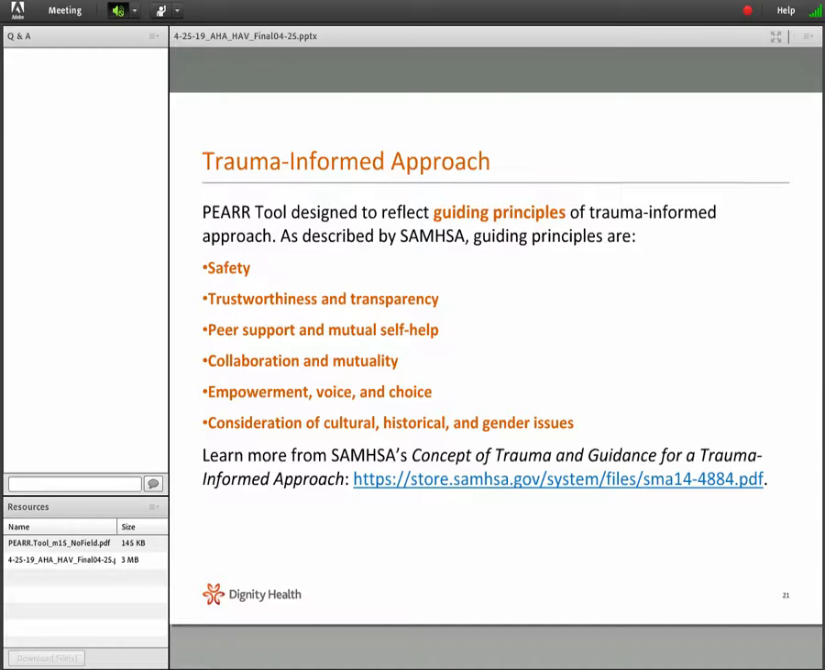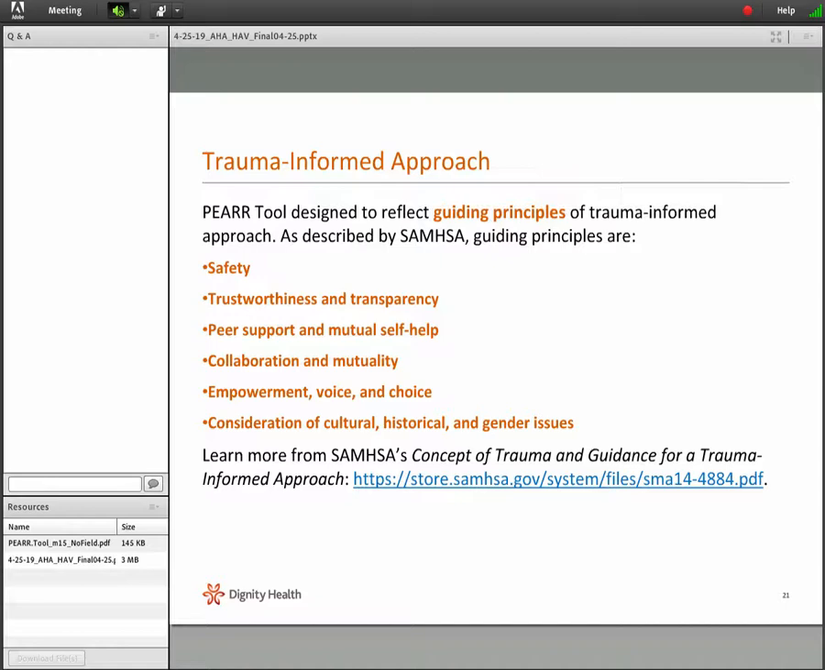If you're not familiar with this term, a trauma-informed approach, that's key to all acts of patient care, including acts with patients who have experienced violence. So if you want to learn more, there's lots of resources available from SAMHSA. This is one small booklet called Concept of Trauma and Guidance for a Trauma-Informed Approach. It's free to download. I highly recommend it.